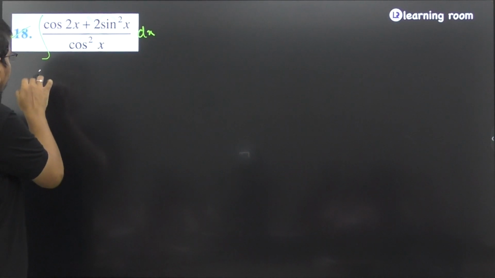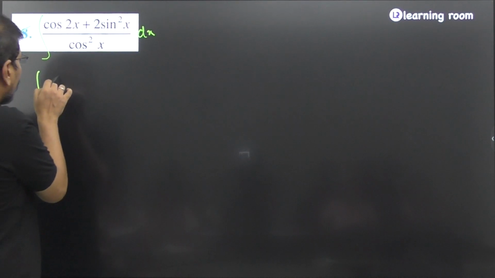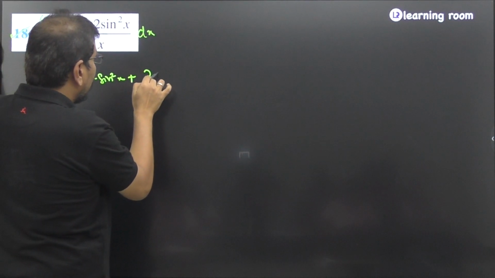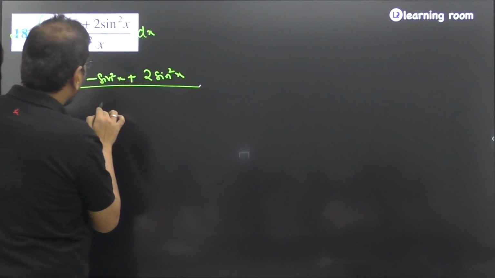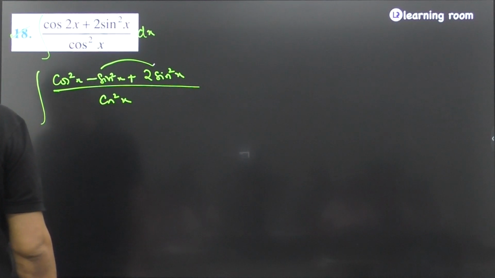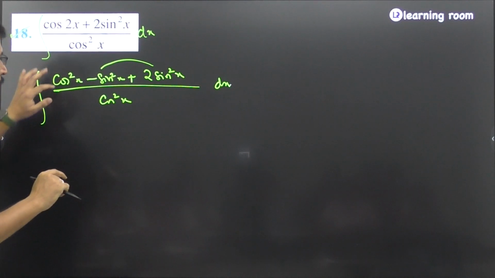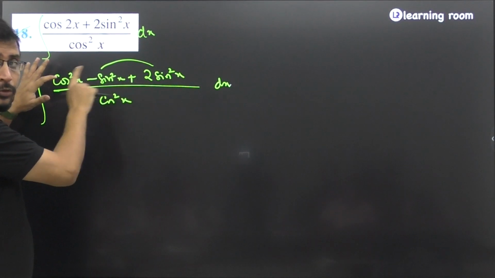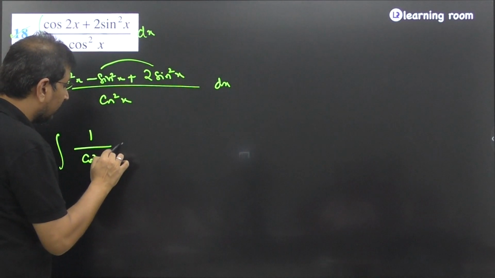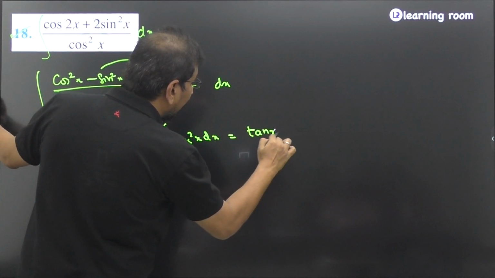So what we can do is write cos 2x as cos square x minus sin square x. So it is going to be cos square x minus sin square x plus 2 sin square x, the whole divided by cos square x. So minus sin square x plus 2 sin square x is how much? It is going to be plus sin square x. So tell me one thing, cos square x plus sin square x is 1. So the integral of 1 divided by cos square x dx is the integral of secant square x dx. The answer will be tan x plus c.